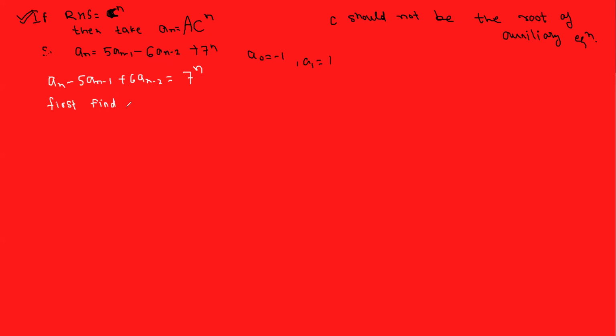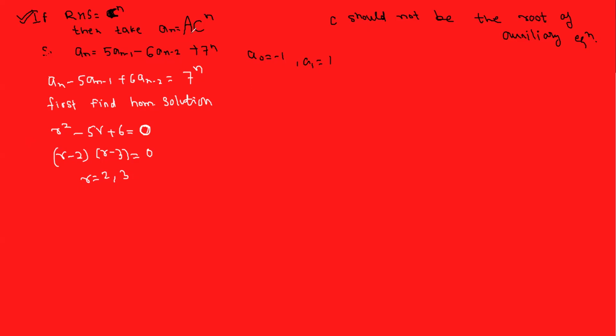How will you find the homogeneous solution? By putting the right hand side equal to 0. So simply you can put what? R square equals 0. Understood? What is the value of R? But R is not equal to 7. Why? Because this is 7.